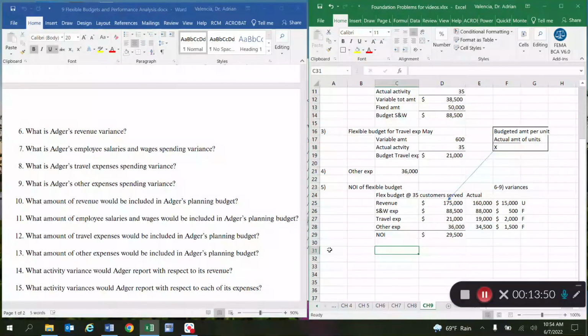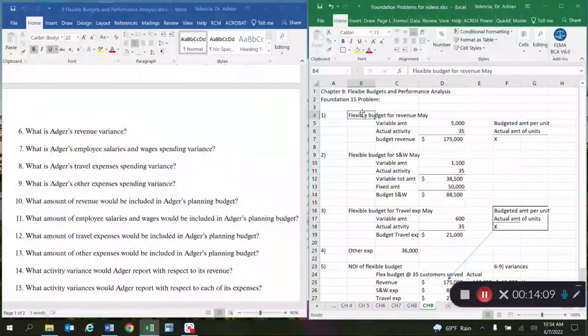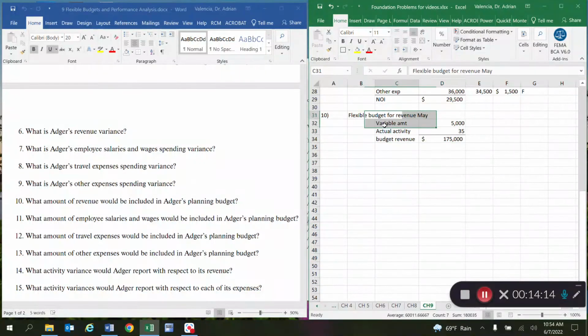All right, so let's look at now number 10. Number 10 says, what amount of revenue would be included in the company's planning budget? In other words, the planning budget would have been the original budget. So in the original budget, we would have done the same thing as this, but not based on 35, instead based on 30. Variable amount per customer times actual level. That would have been 150,000.